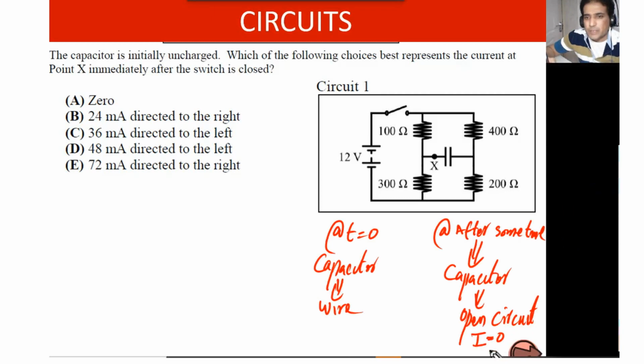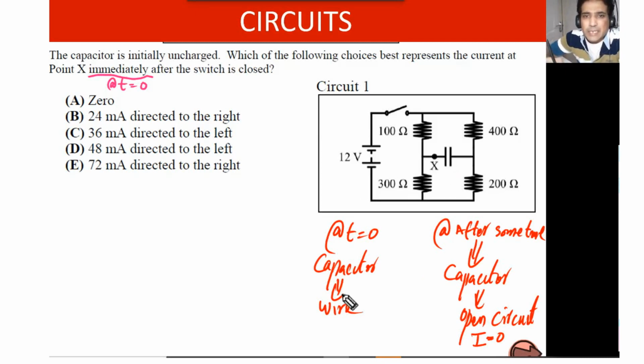Please try this one. Let me help you a little bit. Here I wrote some points for you to understand. This is immediately after, meaning at time t equal to 0. At t equal to 0, your capacitor will act like a wire. Just listen now. If you have done it, wonderful. If you didn't finish until now, no problem. Let's discuss and try to figure out the right answer.